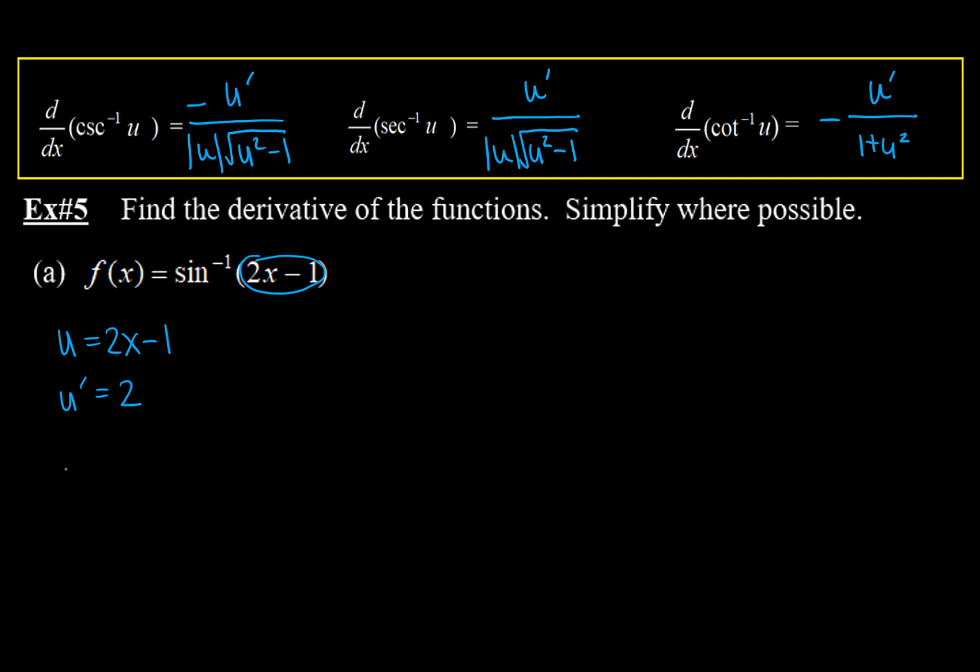And then let's just remember the formula. The derivative of the inverse sine of u is equal to u prime divided by the square root of 1 minus u squared. So let's plug that stuff in. The u prime is going to be 2.